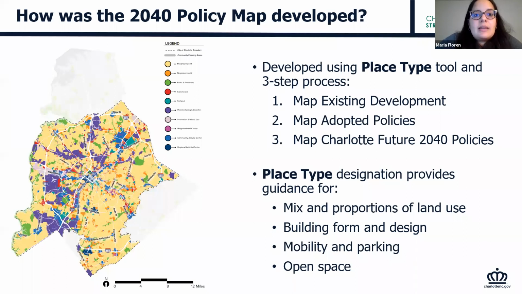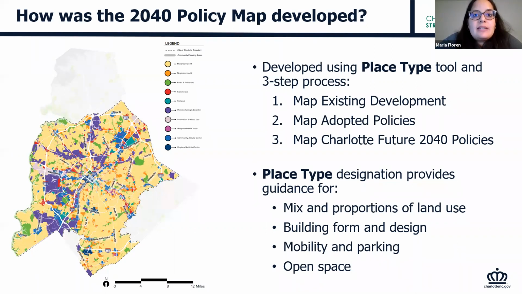So, using the new place types tool, the draft Charlotte Future 2040 policy map was developed following 3 steps. The first step was to translate the existing development on the ground into the new place type tool. This step was completed to illustrate how the place types are intended to be applied at about a half block or block level and is for reference only. This step did not inform the Charlotte Future 2040 policy map.